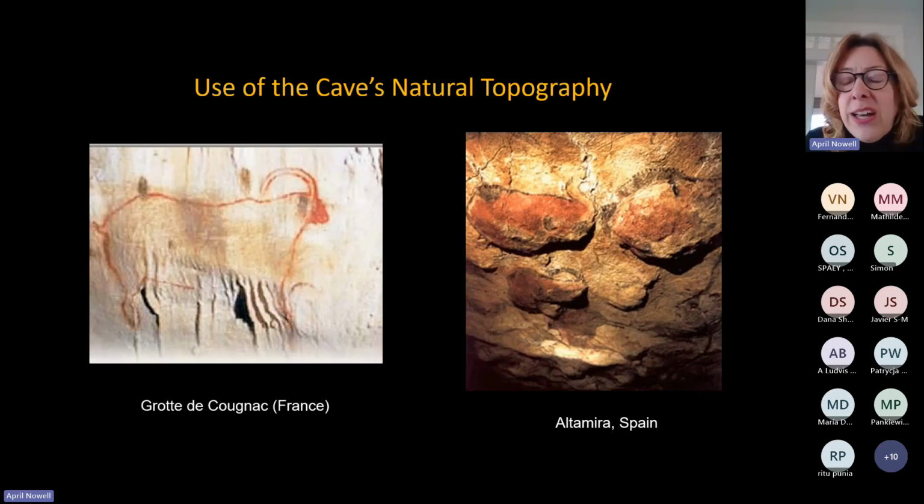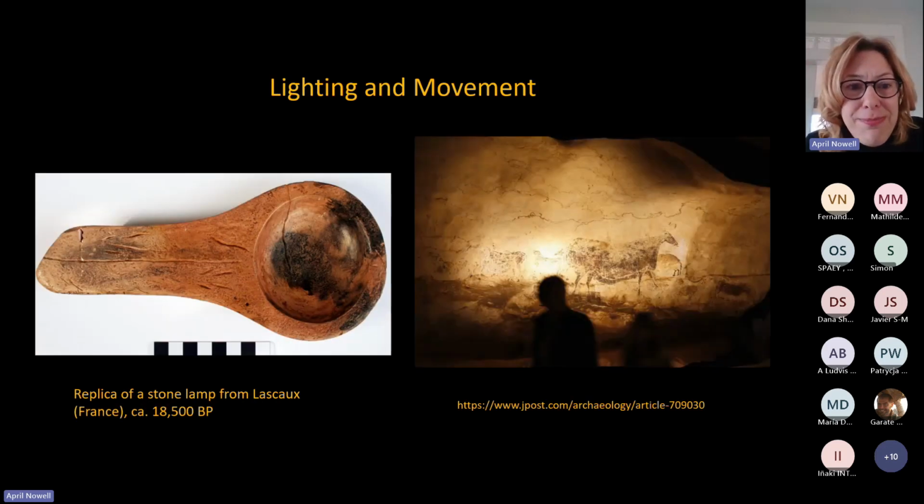As all of you know, this art is known for using the cave's natural topography to give a sense of three-dimensionality to the art. One of my favorites is from Grotte de Cognac, where you have the natural flowstone giving a sense of that shagginess to the ibex coat. And of course, Altamira in Spain, where you have these bison and the roundedness of them is provided by the natural rock protrusions.